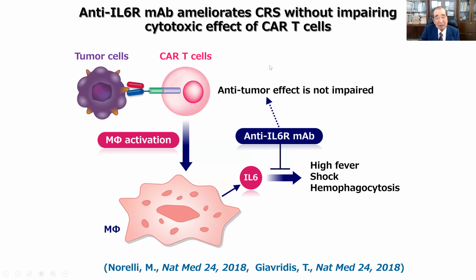What the CAR T cell therapy, chimeric antigen receptor T cell therapy, is: this is for B cell leukemia, which expresses CD19. The anti-CD19 antibody Fab portion was chimerized with the T cell receptor. So these T cells can recognize tumor cells, B cell leukemia cells, and are activated and kill the tumor cells.